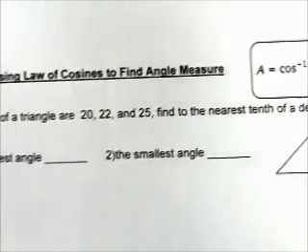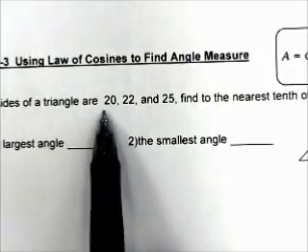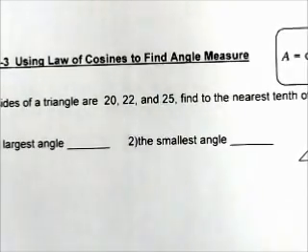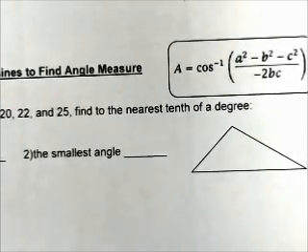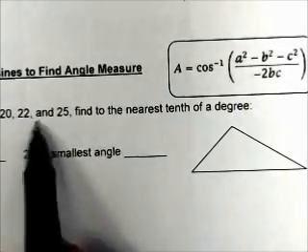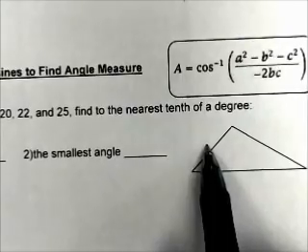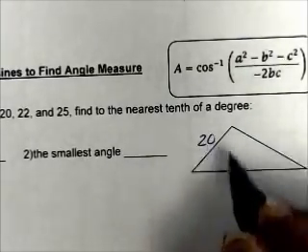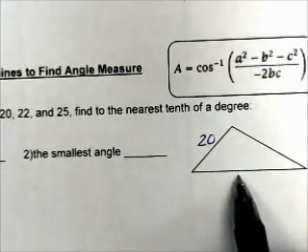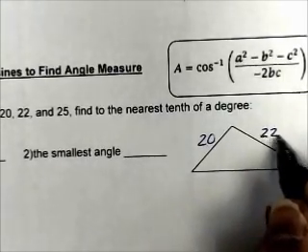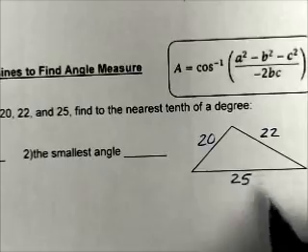If the sides of a triangle are 20, 22, and 25, find, to the nearest tenth of a degree, the largest angle. Okay, well, let's see, 20, 22, and 25. So this looks to be the shortest side, so I'll put a 20 here. I think this is the longest side, so I'll put 22 here, and then 25.